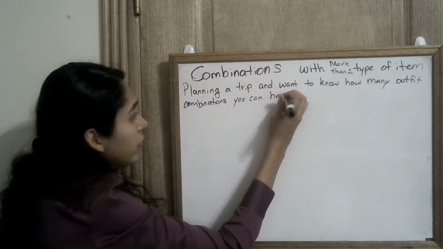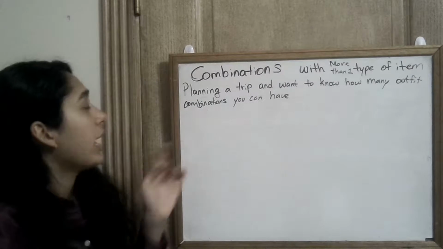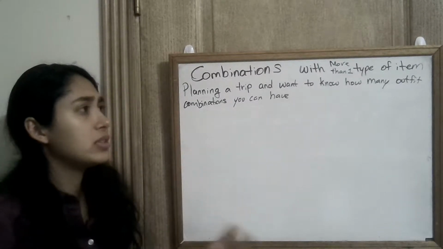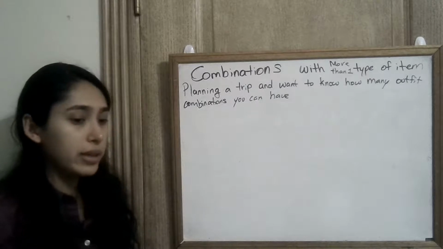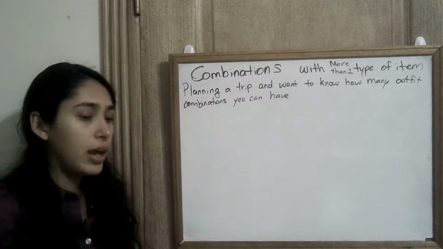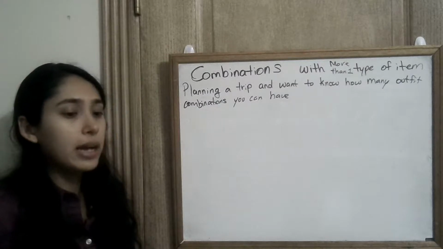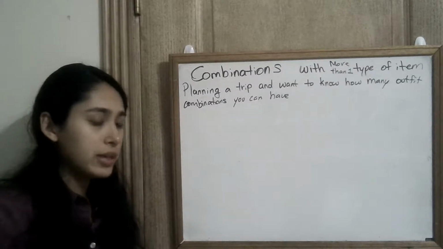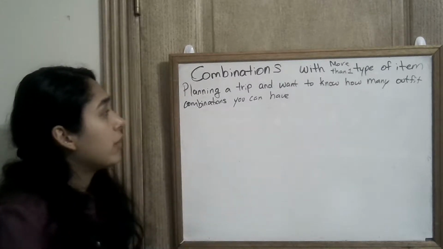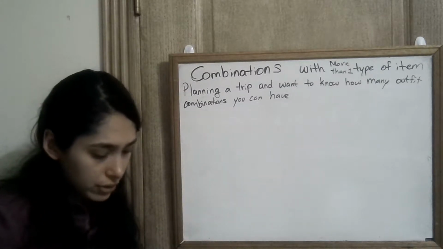This is actually a very good skill to have. That way you can actually see, oh hey, look, if I only have these very few items, I can actually make like 20 different outfits. I don't need to pack as much clothing. I could even make it easier to pack, and I won't have to wash as many different clothes. So you're planning a trip and you want to know how many outfit combinations you can have.